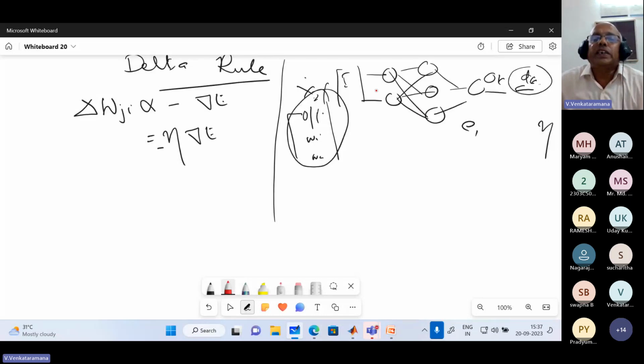Therefore, once again, I'm repeating. This is the structure, the topology of the network. Weights are initialized. I give some input and I will get the output Ok. Dk minus Ok is the error. I will keep it as it is. I will give the second input, again get Ok and the desired output, and I will get E2. Like that, 10 patterns are there, so I will get E1, E2, up to E10.